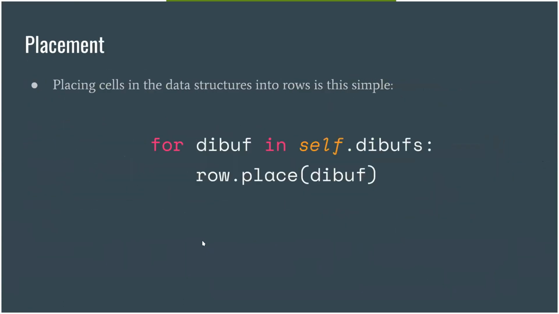And the way you use it is incredibly simple. So for example, here I have some data input buffers. To place them, I just write for diebuff in self.lib.diebuffs, row.place diebuff. It cannot be simpler. It handles everything behind the scenes. Everything just works.